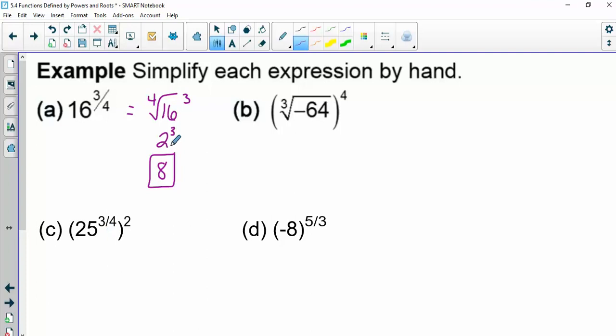Alright. It's 8. B. What is the cube root of negative 64? And negative 4 to the fourth. On this one, you have to be careful that the negative is inside the parenthesis, which is what makes it turn into a positive 256.